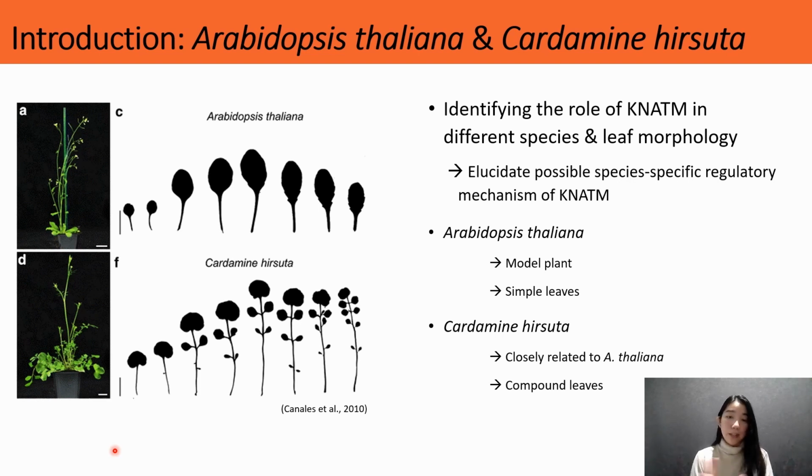And in this project, two plants will be used. The first one is Arabidopsis thaliana, which is a model plant that have simple leaf, and the second one is Cardamine hirsuta, which is closely related to Arabidopsis thaliana but have compound leaf. These two plants are useful because they are related to each other but have different leaves. So they are useful for comparing the role of NATM in different leaf shape.